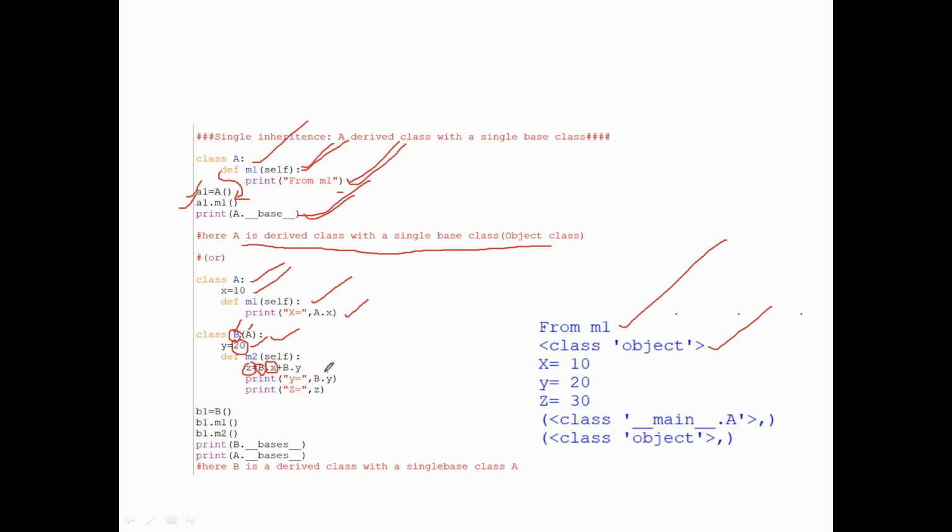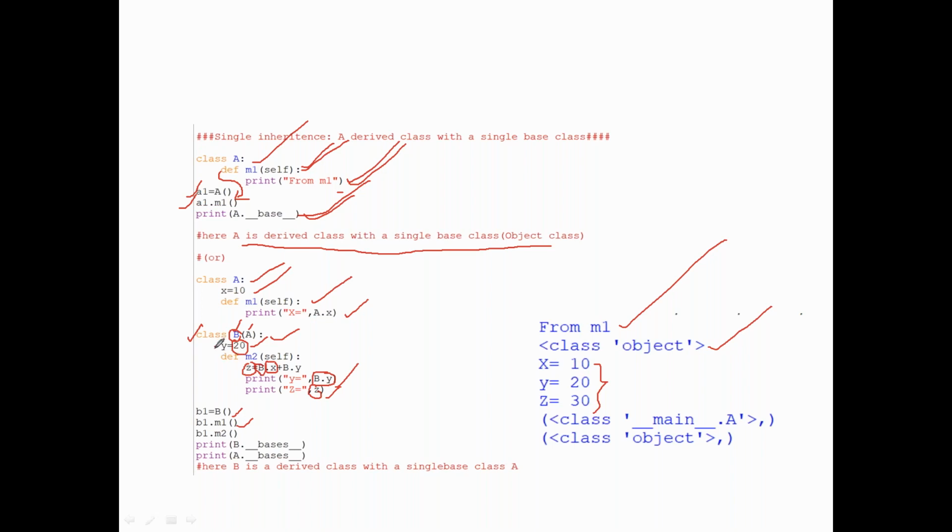Now when you print B.y and z value, B.y will be 20 and z will be 30. Now you can see the same in blue color: x equal to 10, y equal to 20, and z equal to 30. Now to start, if you want to start, you need to create an object for B of A. So b1 equal to B. So the object is created, b1.m1.